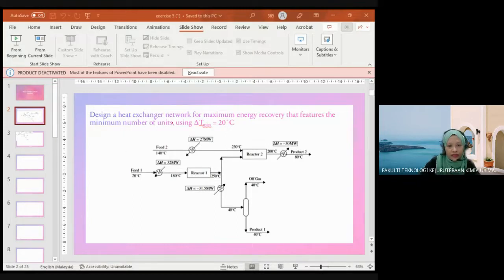You have this process with 2 reactors and 1 separation process. The streams are given, the temperature and the heat duty also given. First of all, you need to extract the information, right? Can you all see the flow sheet here? So now let's extract the information given.